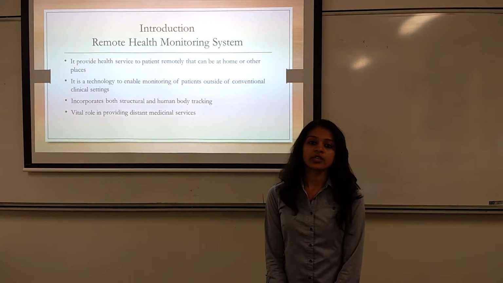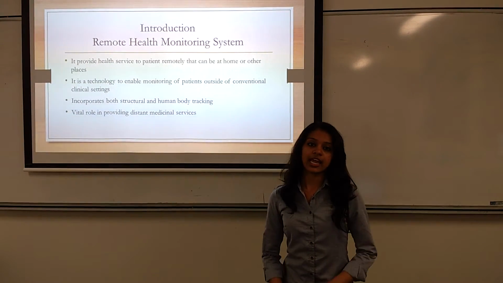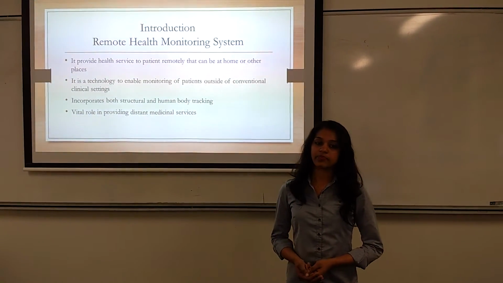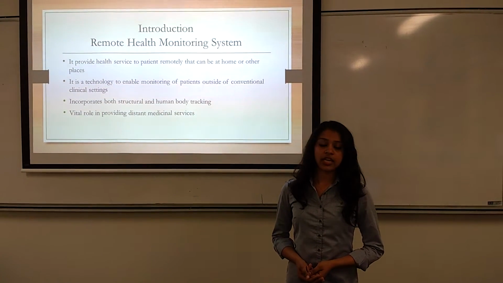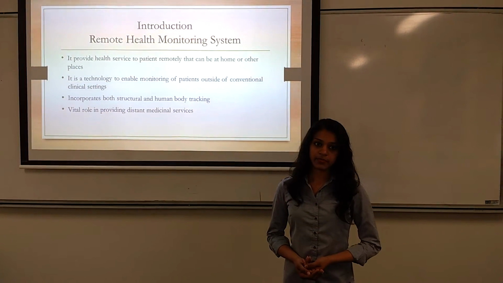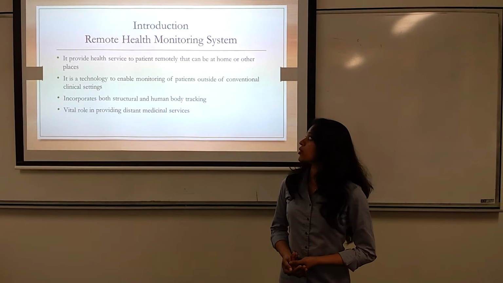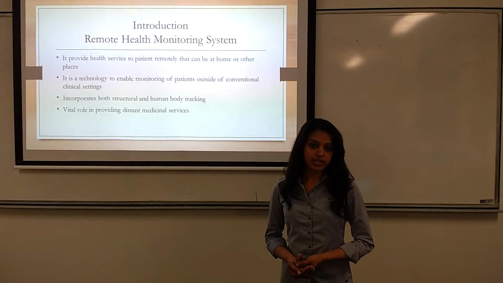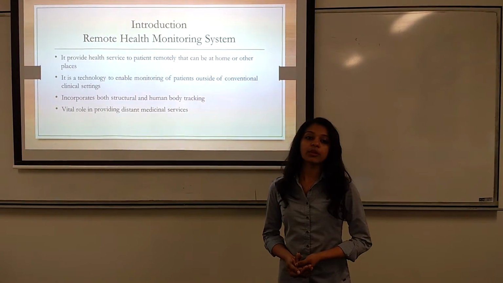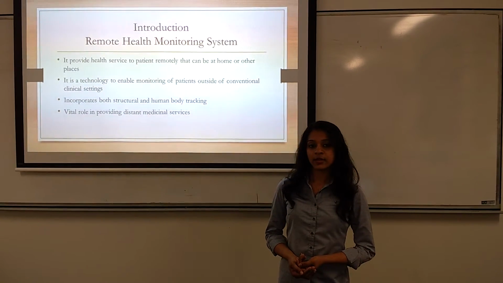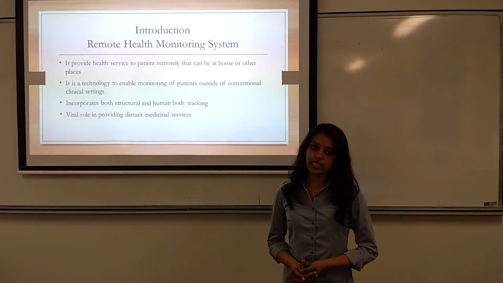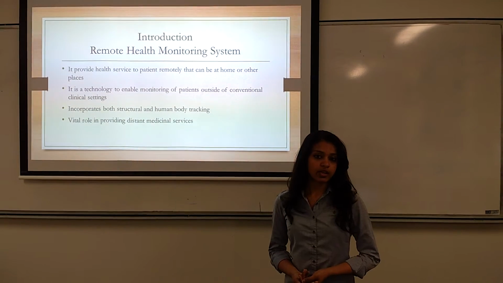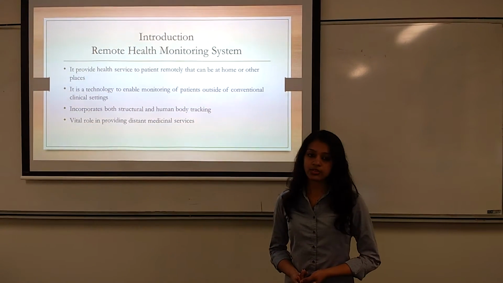It is very important to determine the health of elderly and chronic disease people remotely. Remote health monitoring incorporates mainly two factors. They are structure and human body tracking. But in this presentation, we are considering only human health monitoring. It provides preventive health services to elderly and chronic disease people both in the urban and rural areas.